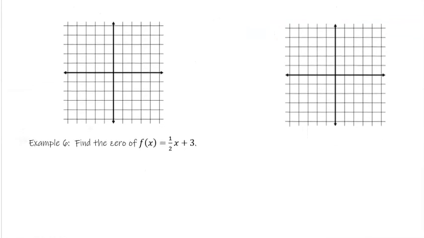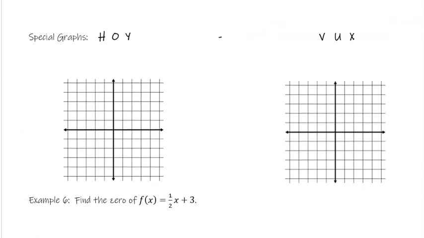Okay, the special ones. HOY VUX. HOY stands for horizontal, O stands for 0 slope, and we'll do more with this next time, and Y stands for y equals. V stands for vertical, U stands for undefined, X stands for x equals. So HOY VUX helps you remember slope, but also helps you remember the equation that goes with this.